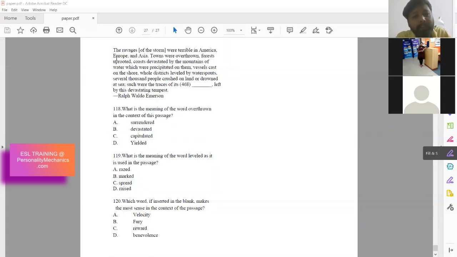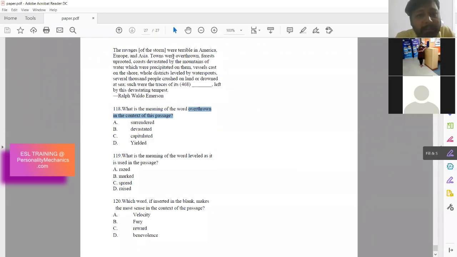So it says, the ravages of the storm were terrible in America, Europe, and Asia. Towns were overthrown, forests uprooted, coasts devastated by the mountains of water which were precipitated on them, vessels cast on the shore, whole districts leveled by waterspouts, several thousand people crushed on land and drowned at sea. Such were the traces of its dash left by the devastating tempest. Ralph Waldo Emerson. So, what is the meaning of the word overthrown in the context of this passage?